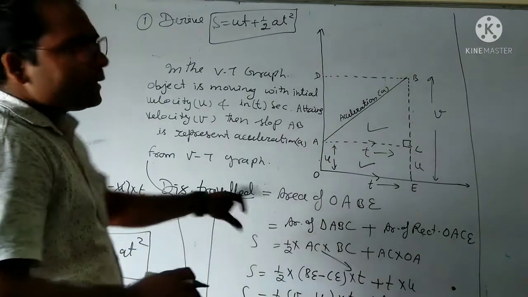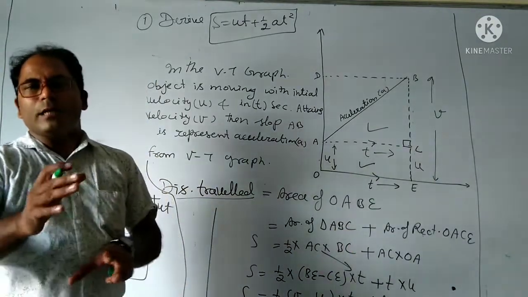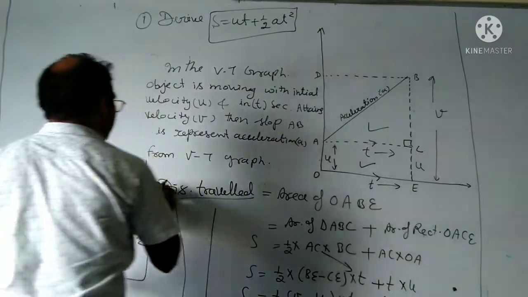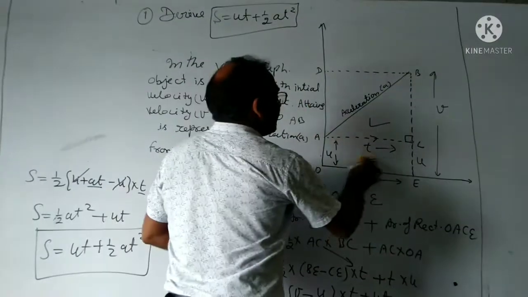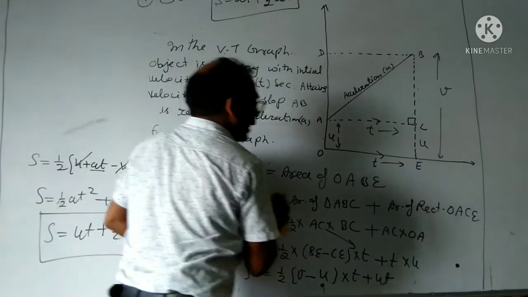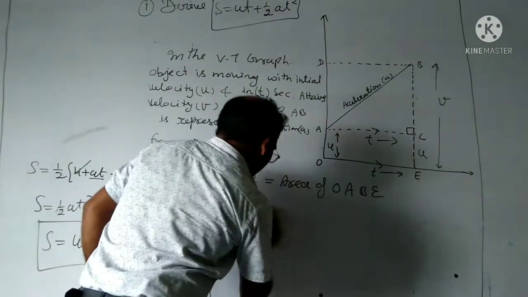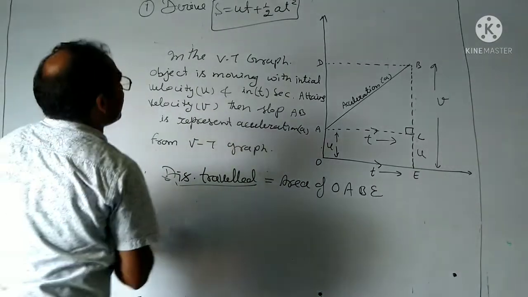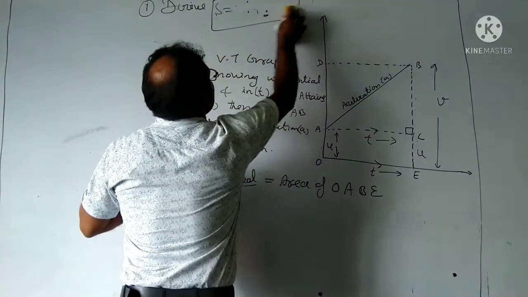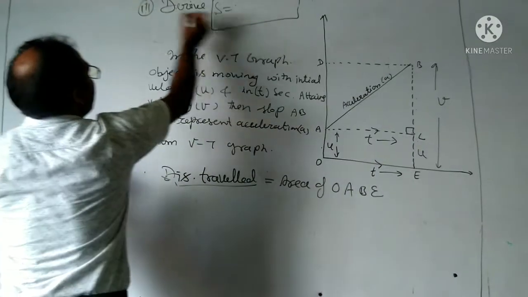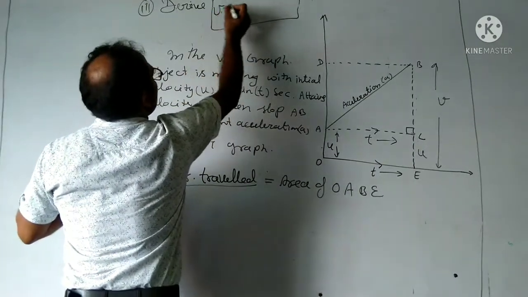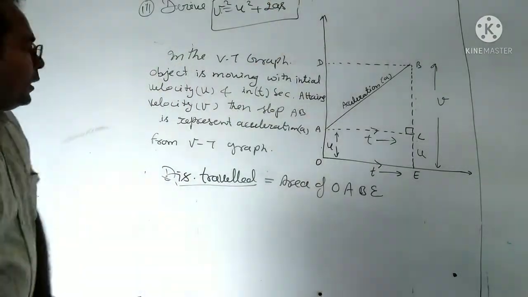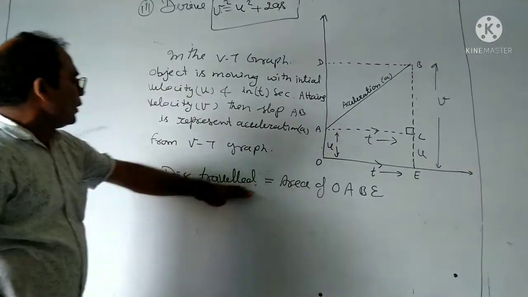Now students, the third equation I am going to explain. How to represent the third equation of motion by using this method. Same diagram will be there. This you will get in the PDF also. So the third equation of motion is V square equals to U square plus 2AS. Now the same formula we will use here.